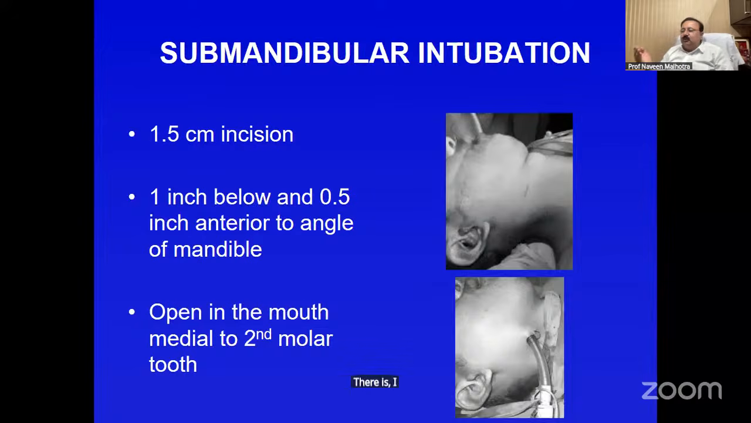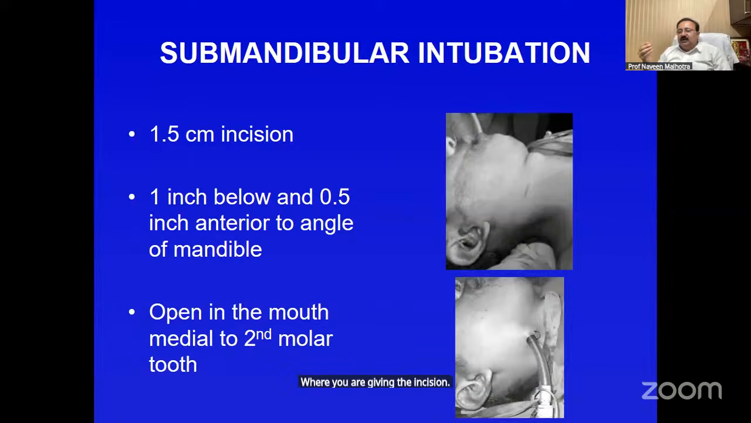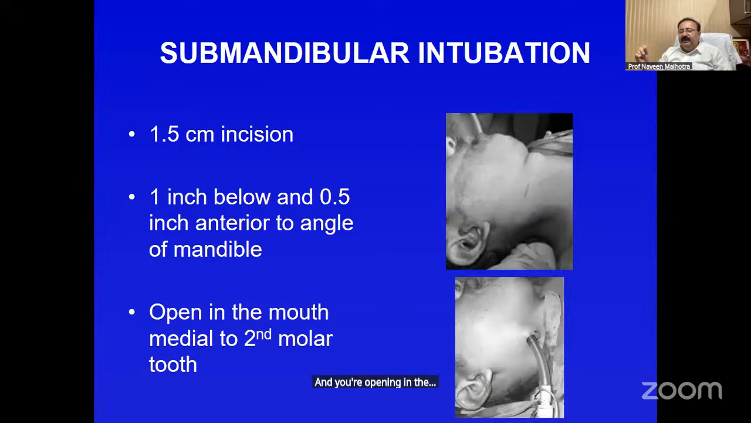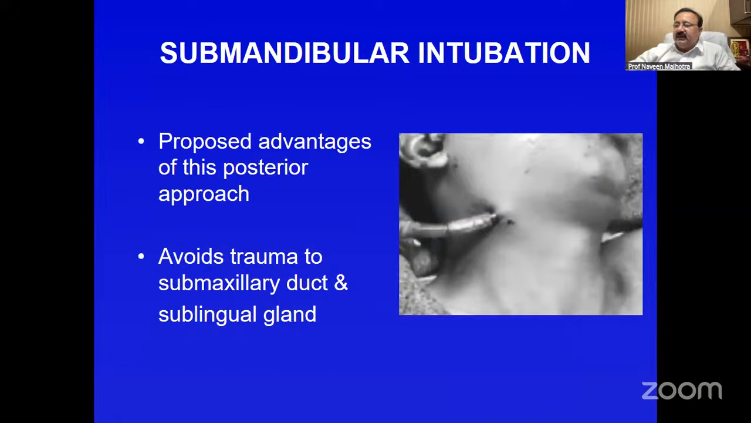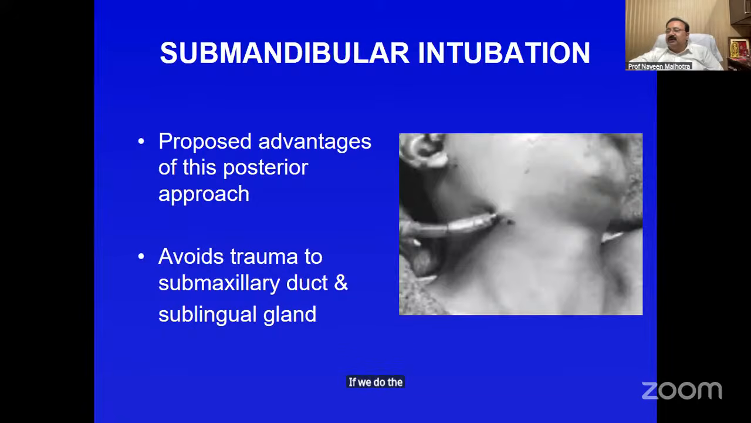I talked on midline approach, lateral approach. There is some mandibular approach also, where you are giving the incision 1 inch below and half inch anterior to the angle of mandible. That means you are far more lateral and you're opening in the mouth medial to the second molar tooth. The advantages are that it avoids trauma to the submaxillary duct and sublingual gland. But as I told you, if we do the dissection under vision, such an incidence is very, very less.